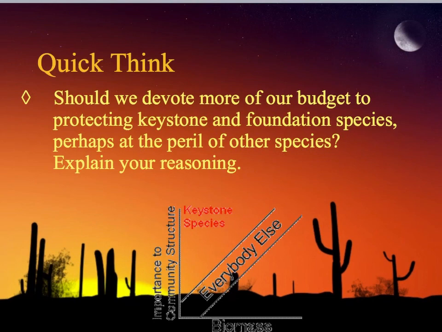So big idea number 6 was that each species plays an important role in its ecosystem. So we know this based on what we've just talked about, but the quick think today is, should we devote more of our budget and our resources to protecting keystone and foundation species, perhaps at the peril of others within an ecosystem? So instead of putting all plants and animals that are threatened on the Endangered Species Act list, should we maybe put more of our time and energy to those that are keystone and foundation species and not worry so much about the others that don't play those big roles within an ecosystem?